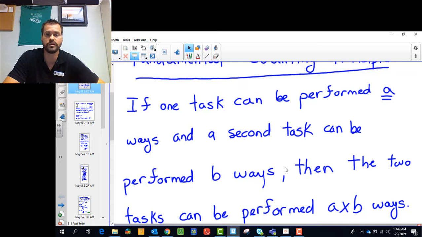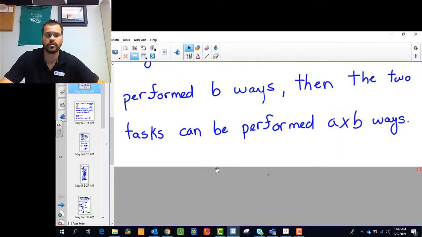So essentially what that means is if I can pick from a deck of cards and I can roll a die. The deck of cards has 52 possible cards in it. The die has 6 possible faces. So the number of different combinations that I can get are 52 times 6. So I can pull each card and then roll a 1, pull each card and roll a 2, pull each card, roll a 3, and so on. So that's the concept of the fundamental counting principle.